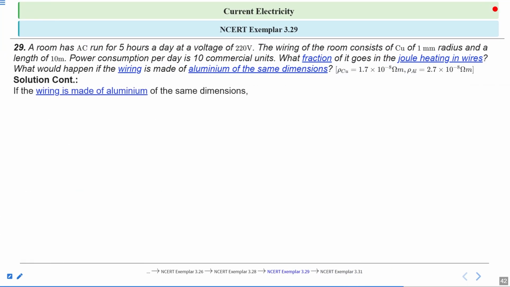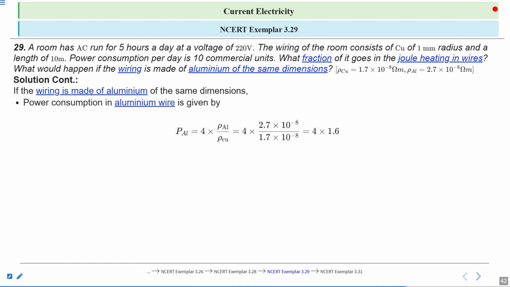Okay, if the wiring is made of aluminium, what can we do? Power consumption in the aluminium wire is given by P_Al equal to 4 into rho_Al upon... because resistance, all things, dimensions are the same. If we take the ratio of power consumed in the aluminium and copper, we only deal with the ratio of resistivities, because all the dimensions cancel out. So rho_Al upon rho_Cu, put the values, you will get 4 into 1.6. So power consumed in the aluminium wire is equal to 6.4 joule per second.